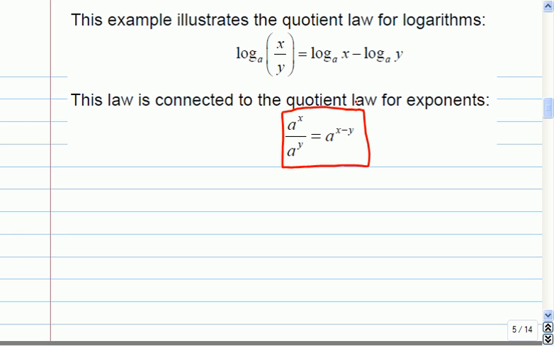But anyways, we're talking about the quotient law, and that it's loosely connected to the one that you know for exponents, which is if you divide exponents with the same base, that it's the same thing as subtracting them here. So again, the pattern's very similar. Here's the division, here's the subtraction, and they all have the same base.